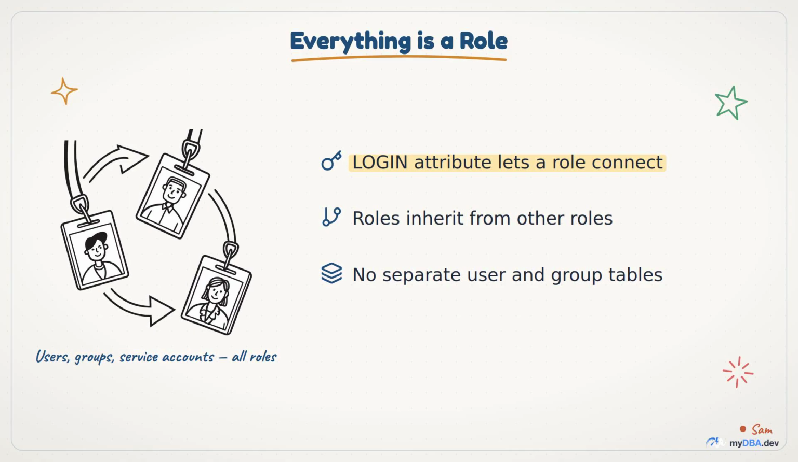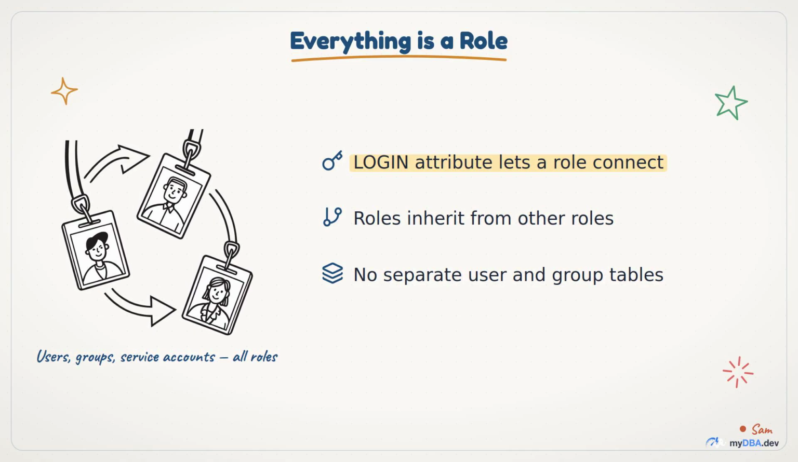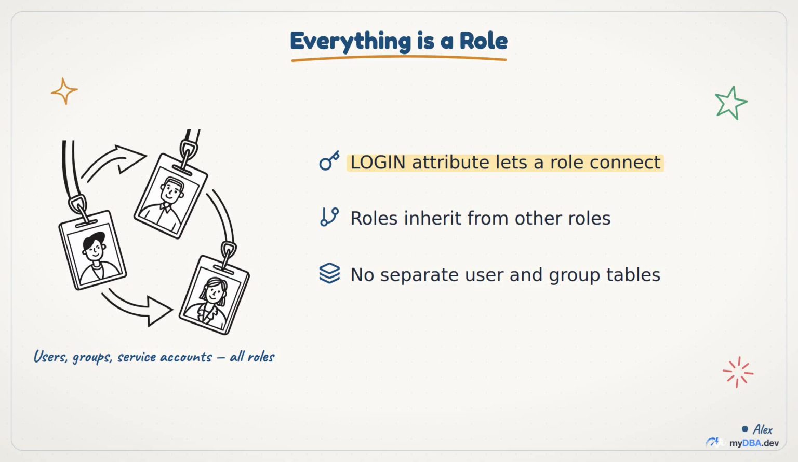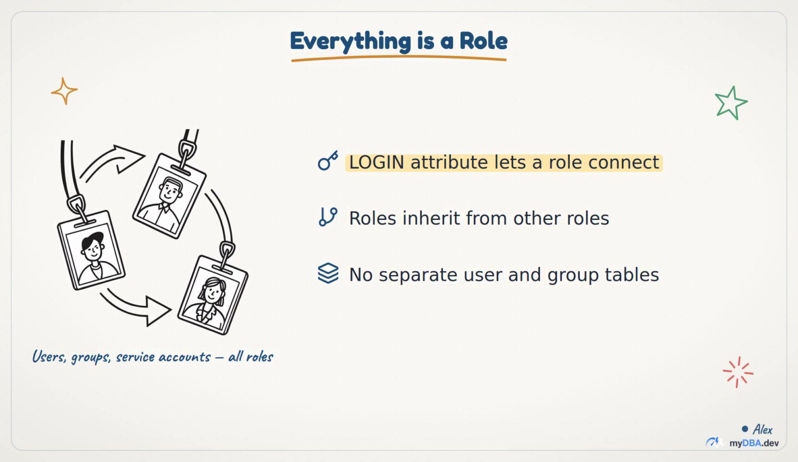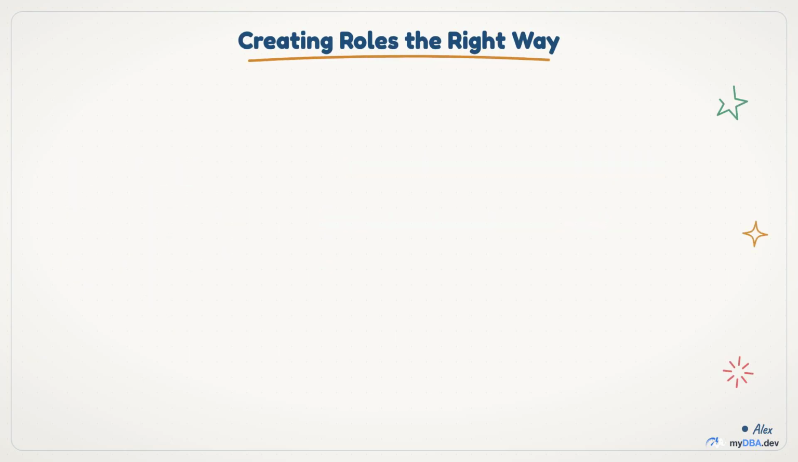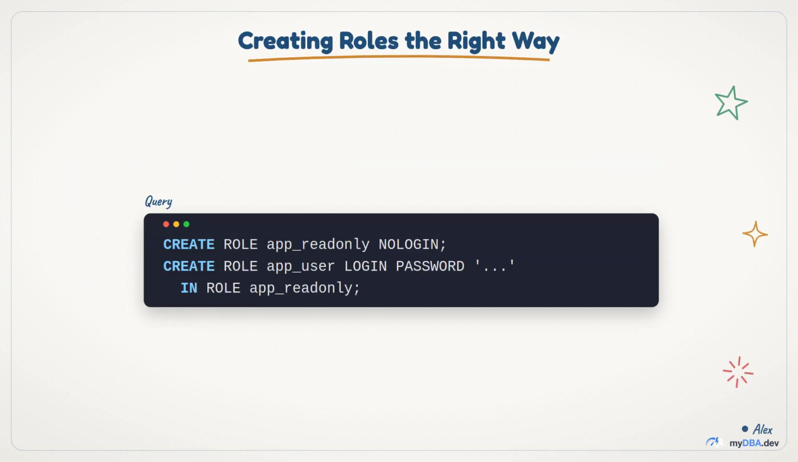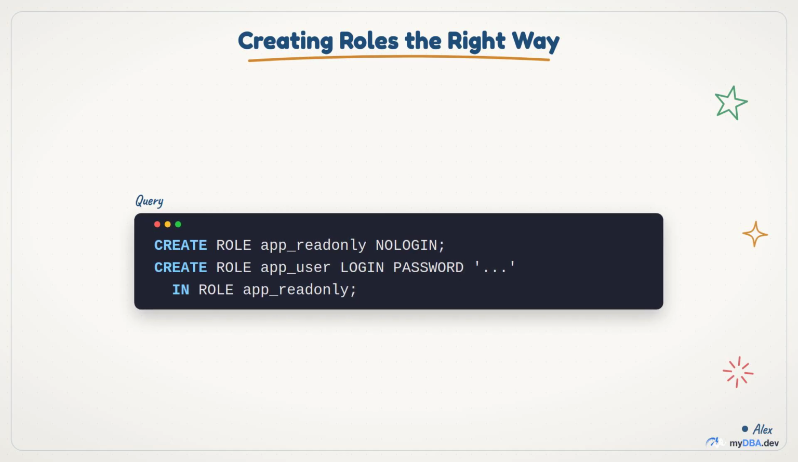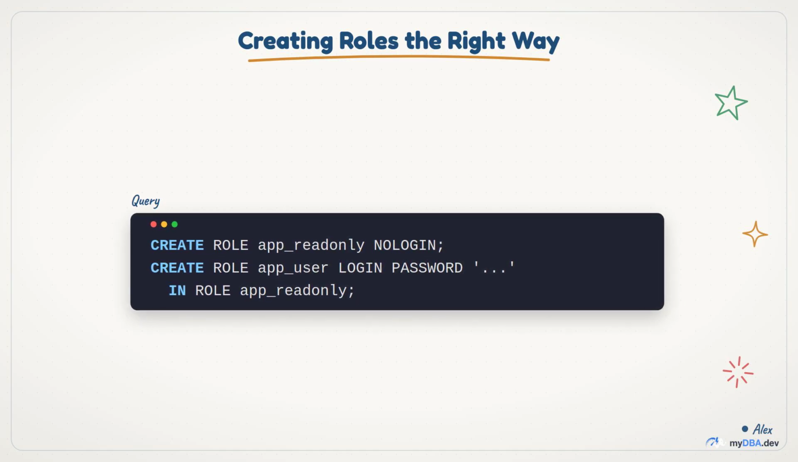So what I've been calling a group is just a role that other roles are members of. Exactly. You grant one role to another with GRANT role_name TO member_name. The member inherits the privileges of the parent role by default unless you use NOINHERIT. Here's the pattern. Create a non-login role for the privilege set, then create login roles that are members of it. Now you grant privileges once to app_readonly, and every member gets them.